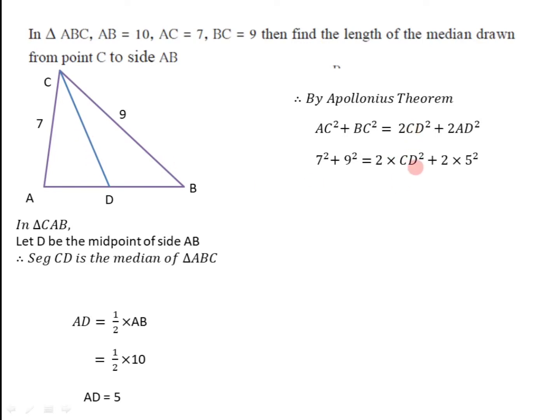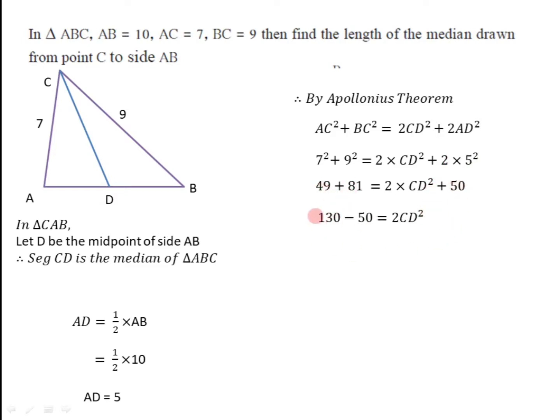CD, we have to find the length of CD. So we'll take CD as it is plus 2 into AD square. And AD is 5, we have just found here. So 7 square is 49 plus 9 square is 81 is equal to 2 into CD square plus 5 square is 25. 25 into 2, that's 50. 49 plus 81, that's 130.